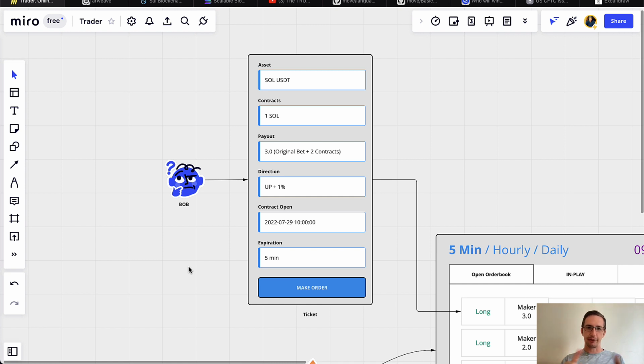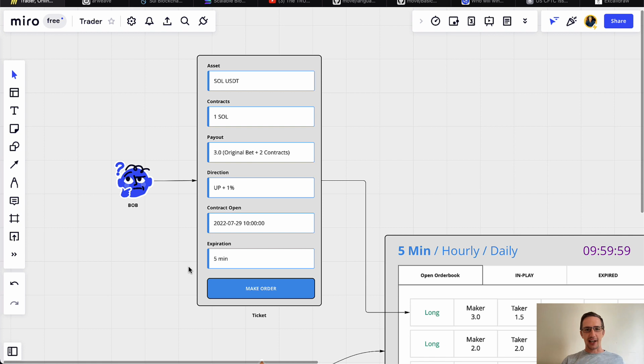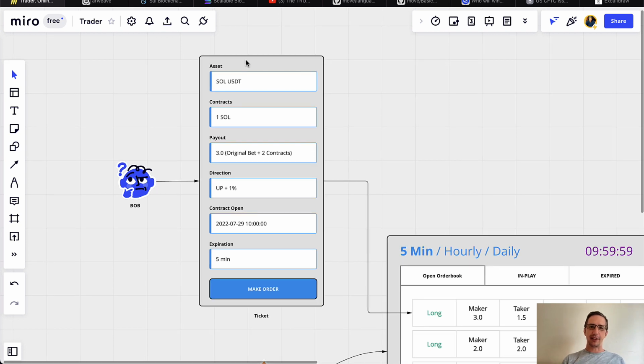And you're going to see how I've tried to evolve this idea using blockchain to allow us to do things that we can't do in existing applications. So the idea here is Bob says, okay, I want to bet that Solana to USDT will be at 5 minutes past 10, because the expiration here is 5 minutes. It could be an hourly contract, could be daily. Here I'm using the example of 5 minutes.